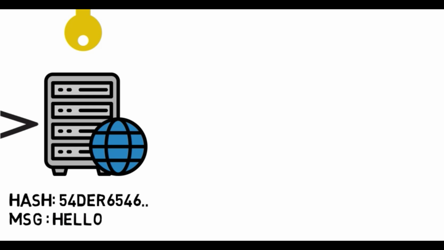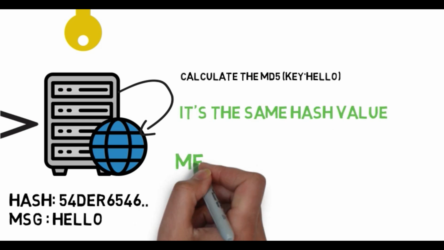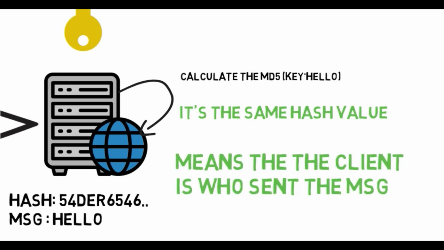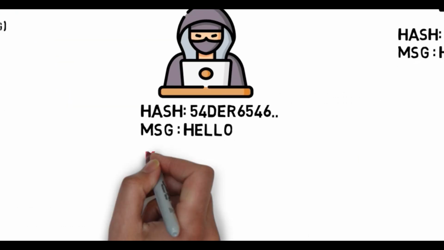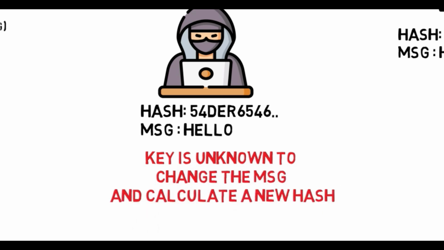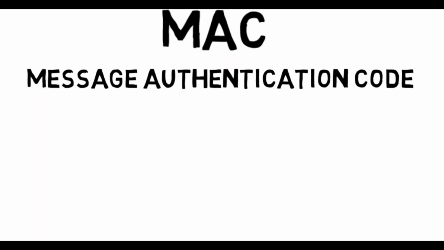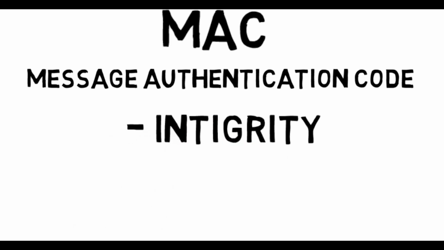And then when the server receives the message and the hash, it will take the key, add the message to it, calculate the hash value, and compare it with the hash value sent in the client request. So even if a user intercepts the client request, he can't create the correct hash value because he doesn't know the key. This technique is called MAC, Message Authentication Code, because it validates integrity, which means that no user in the middle was able to tamper with the message since he didn't have the key.